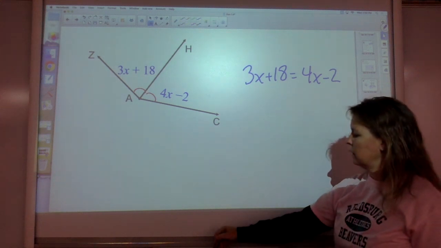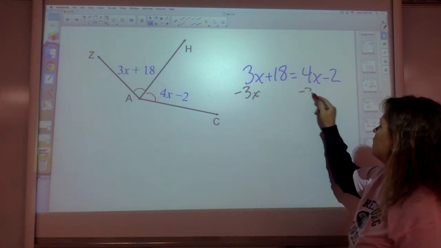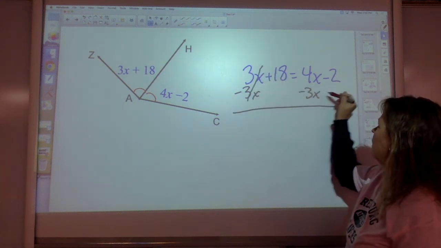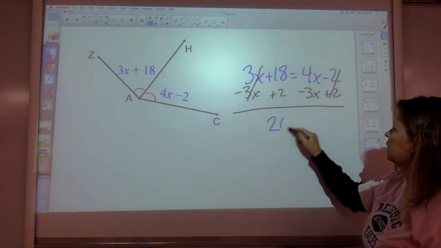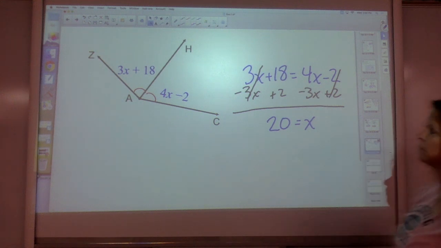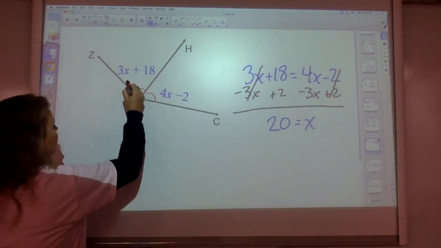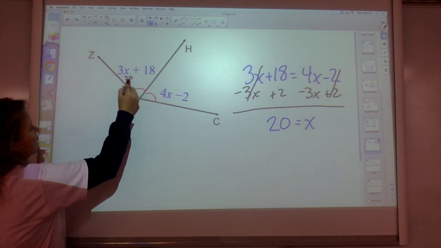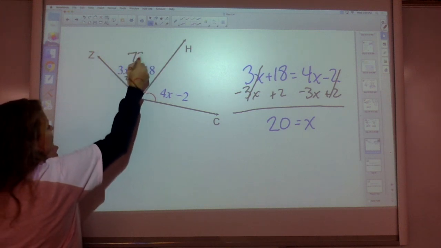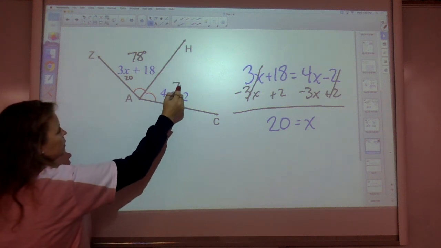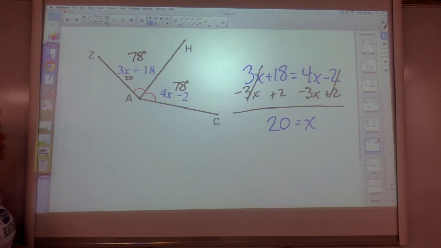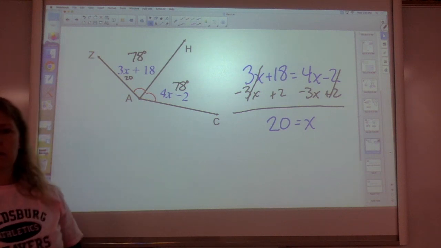Go ahead and solve it. I'm going to minus 3x from both sides, just so I'm working with a positive number. I'm going to add 2 to both sides, and I will get 20 equals x. That might be good enough if it just asks for x, but you should always check your answer. If I put a 20 in for x here, 3 times 20 is 60, plus 18 is 78 degrees. 4 times 20 is 80. 80 minus 2 is 78 degrees. Always check your work if you've got an extra moment.